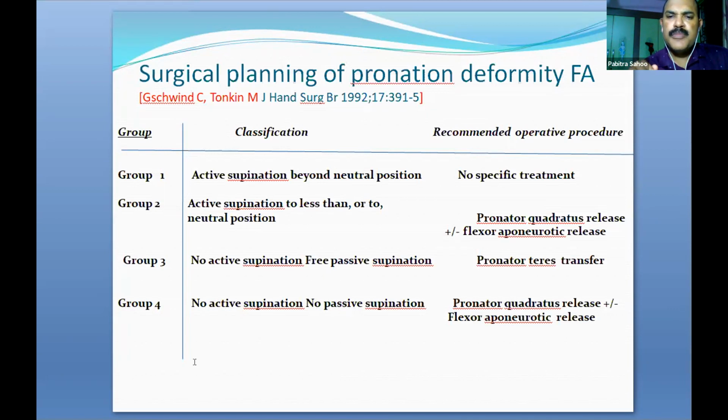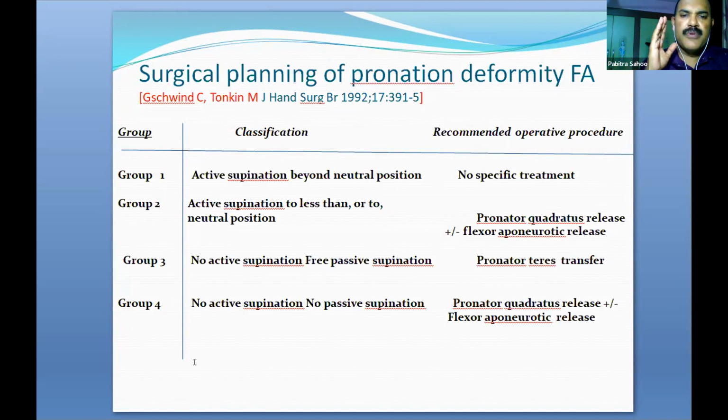Okay, if there is some restriction, then it comes under group 2. Group 2 includes active supination to less than or up to the neutral position. It is just less than the neutral position. That comes under group 2. So what is the recommended procedure? Pronator quadratus release, not pronator teres release. If there is a gross limitation after releasing the pronator quadratus, see passively how supination and pronation are coming. If tightness is still there, then you may or may not go for flexor aponeurotic release.